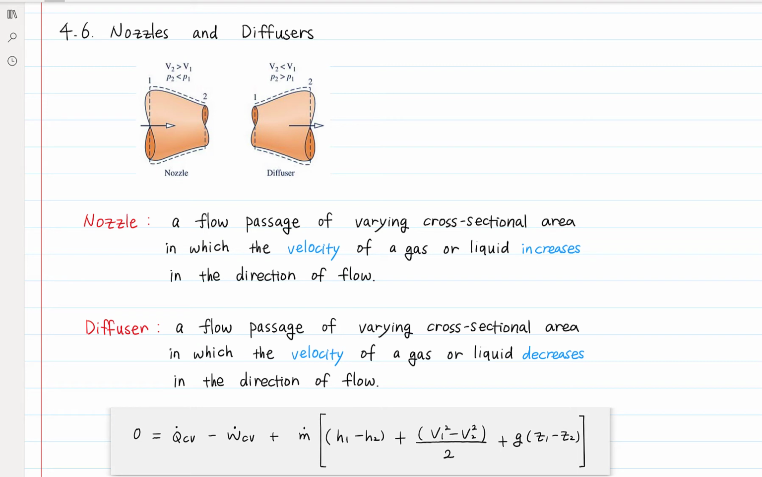Section 4.6 Nozzles and Diffusers. We are going to evaluate open systems, flow going in and out of the control volume. And we'll take a look at common steady flow devices.